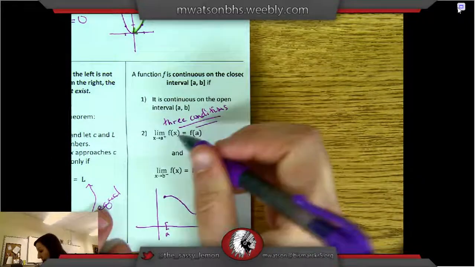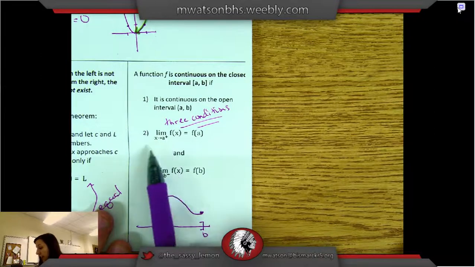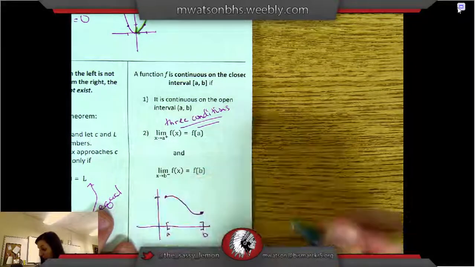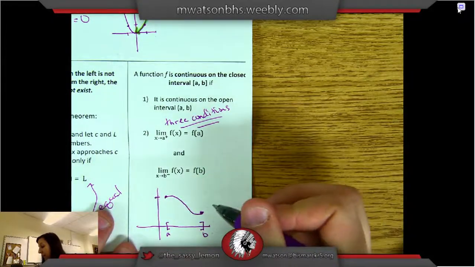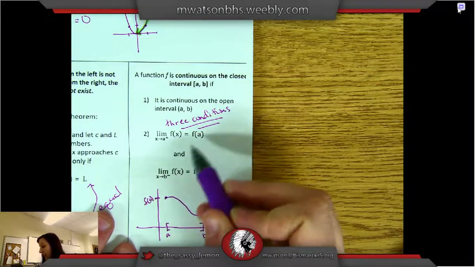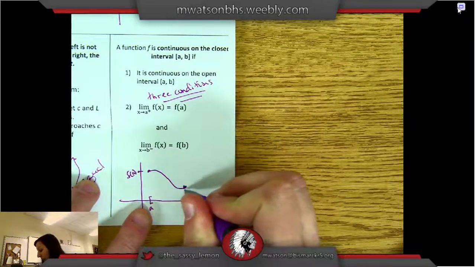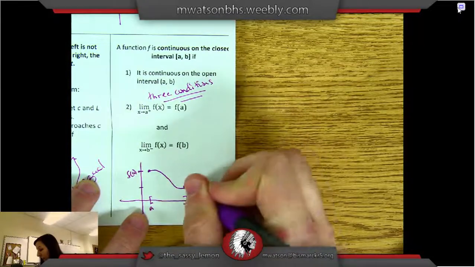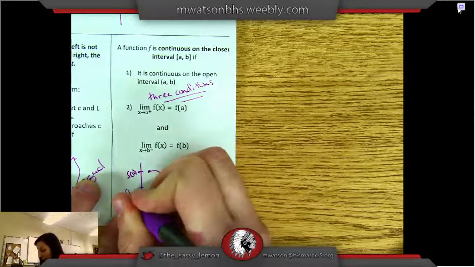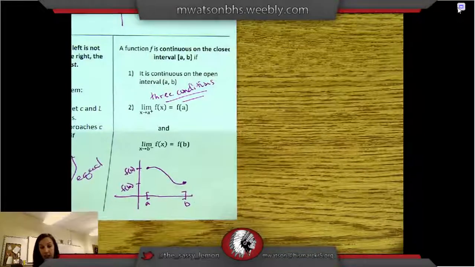But to talk about this second condition, what is the limit as you approach A from the right? Well, it appears to be whatever this value is, okay, which is f of A. So that tells us right there the limit is equal to f of A. And then the same for B. As we approach B from the left, what's it equal to? Well, the function is approaching f of B, which means that the limit is equal to f of B, and we've satisfied the conditions.